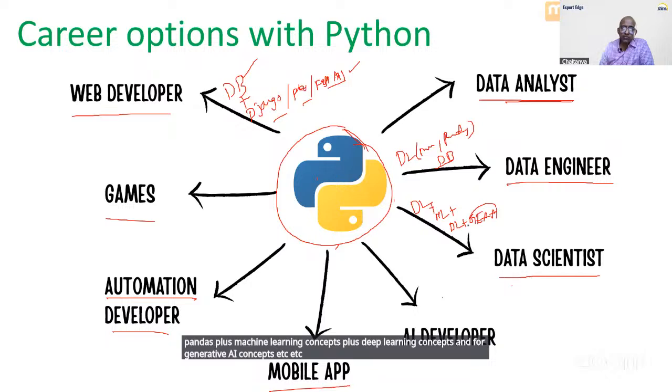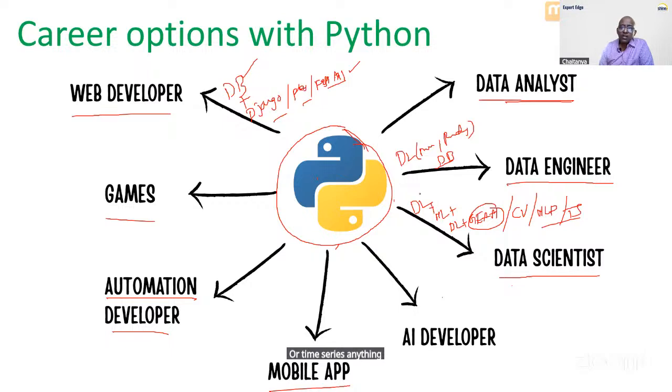Generative AI is a specialization. What specialization do you want: generative AI, computer vision, NLP, or time series, anything. But the data libraries, machine learning, and deep learning concepts are mandatory. So for all these things, Python is the basic.